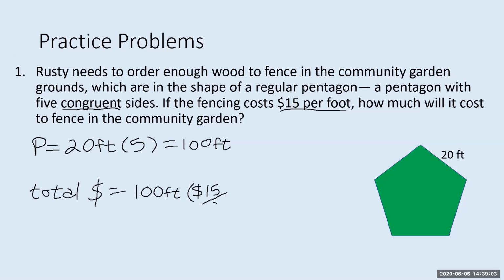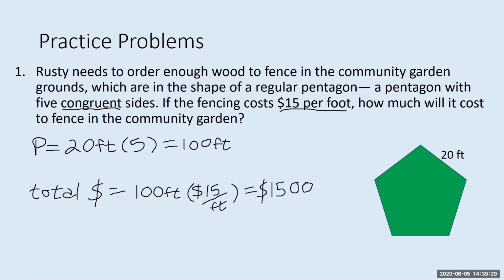$15 per foot. And 100 times 15 is 1,500. So it'll cost $1,500 to fence in this garden. And that's our final answer.